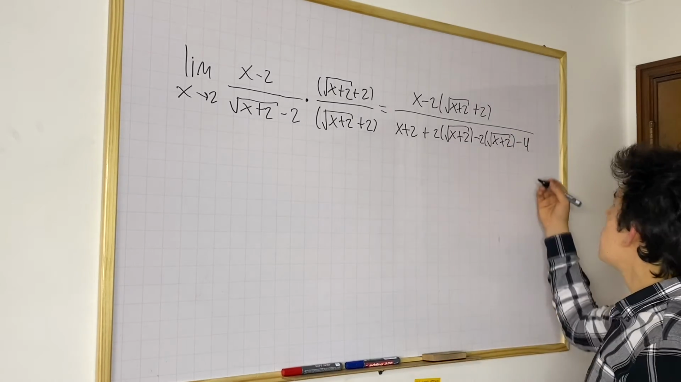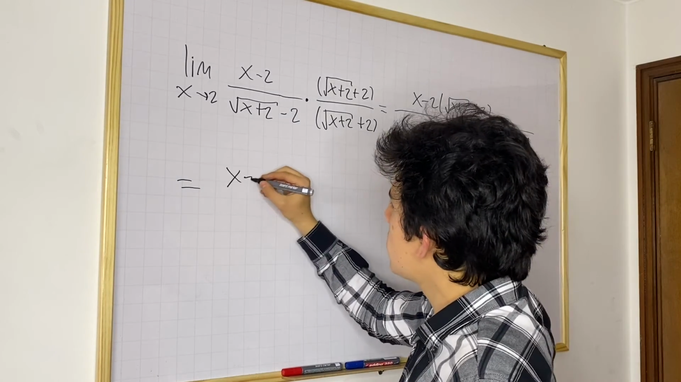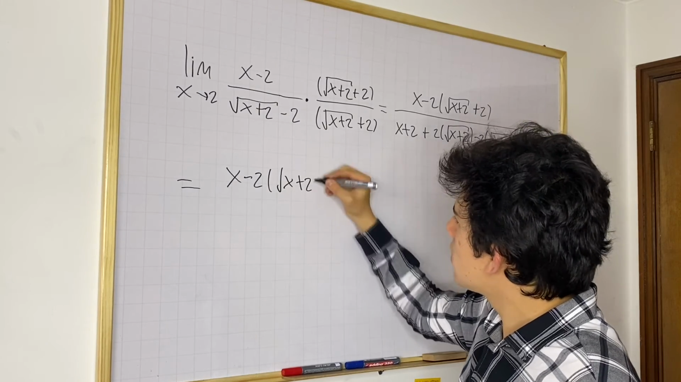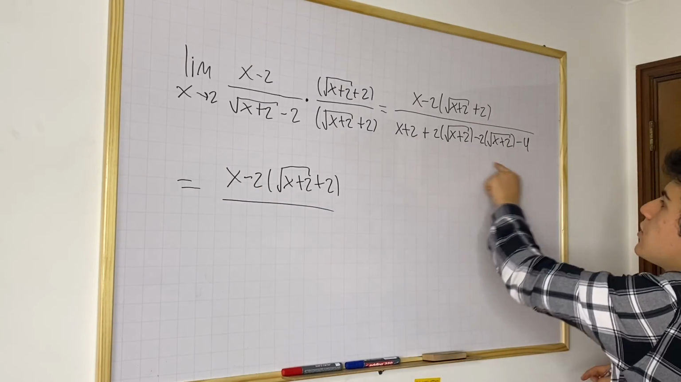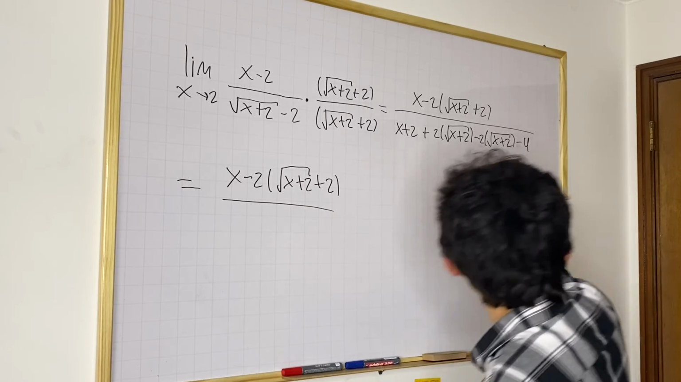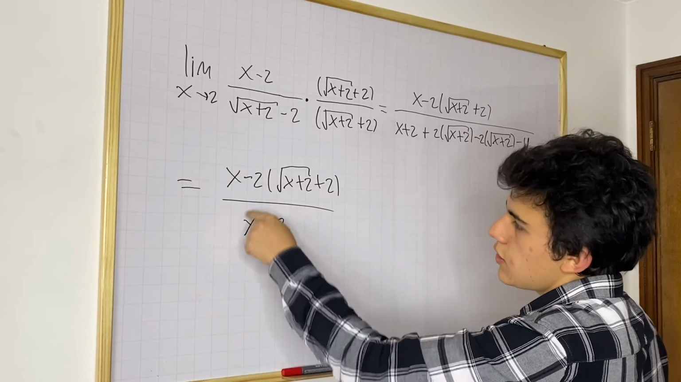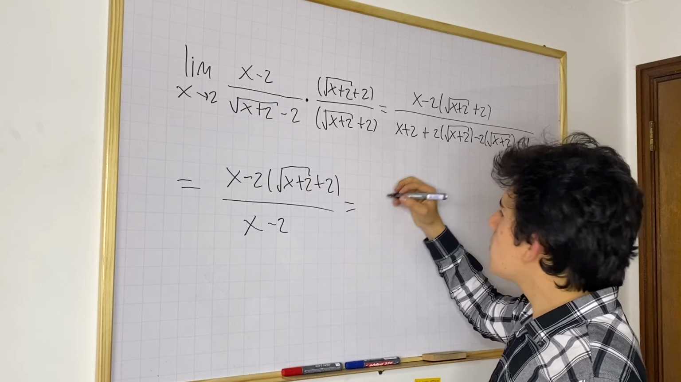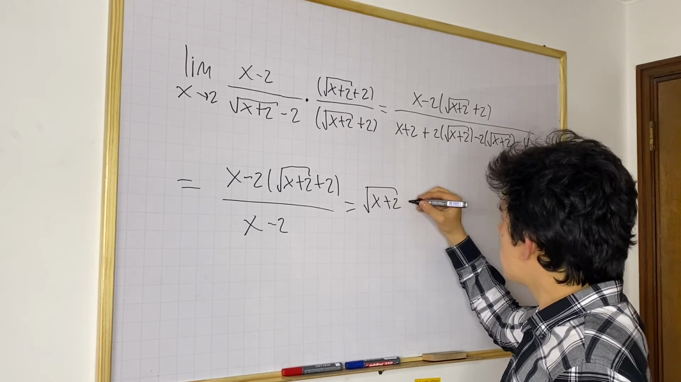So we know the bottom would be equal to, well, we have the top, x minus 2 times square root of x plus 2 plus 2, over, these two terms go out, they're negative, and we're going to get on the bottom positive 2 and negative 4. We get x minus 2. These two expressions cancel out, and we're going to get just simply square root of x plus 2 plus 2.